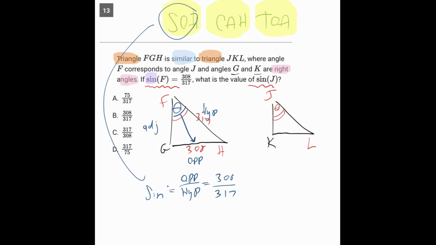What is the sine of F? Well, it's 308 over 317. We knew that already. So that's a nice and easy answer here. 308 over 317, which is answer choice B.